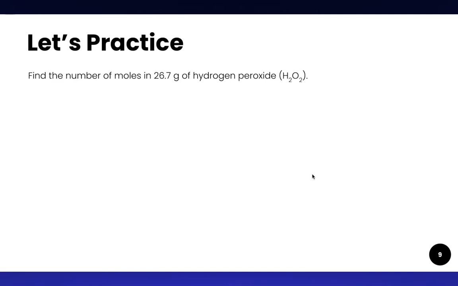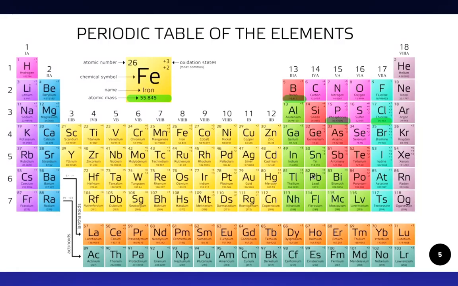Okay, find the number of moles in 26.7 grams of hydrogen peroxide. So I know that there are 26.7 grams of hydrogen peroxide, and I need to find the number of moles. And I know that grams will be on the bottom, and moles will be on the top so that they cancel out. And I need to find the molecular mass of hydrogen peroxide. Hydrogen has a mass of 1.01 grams per mole, and oxygen has a mass of 16.0 grams per mole.